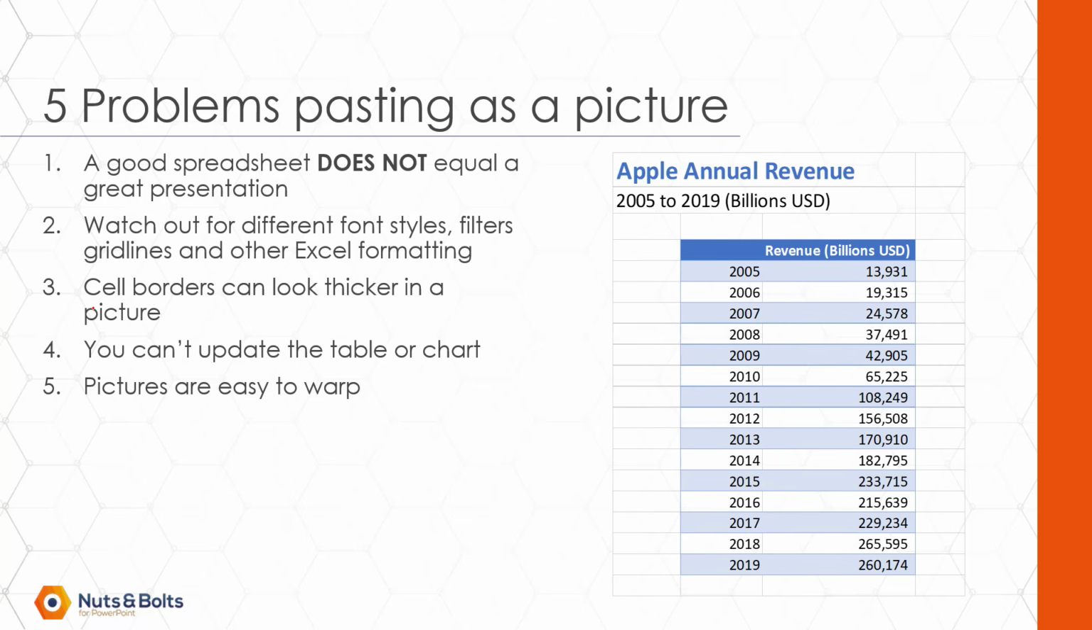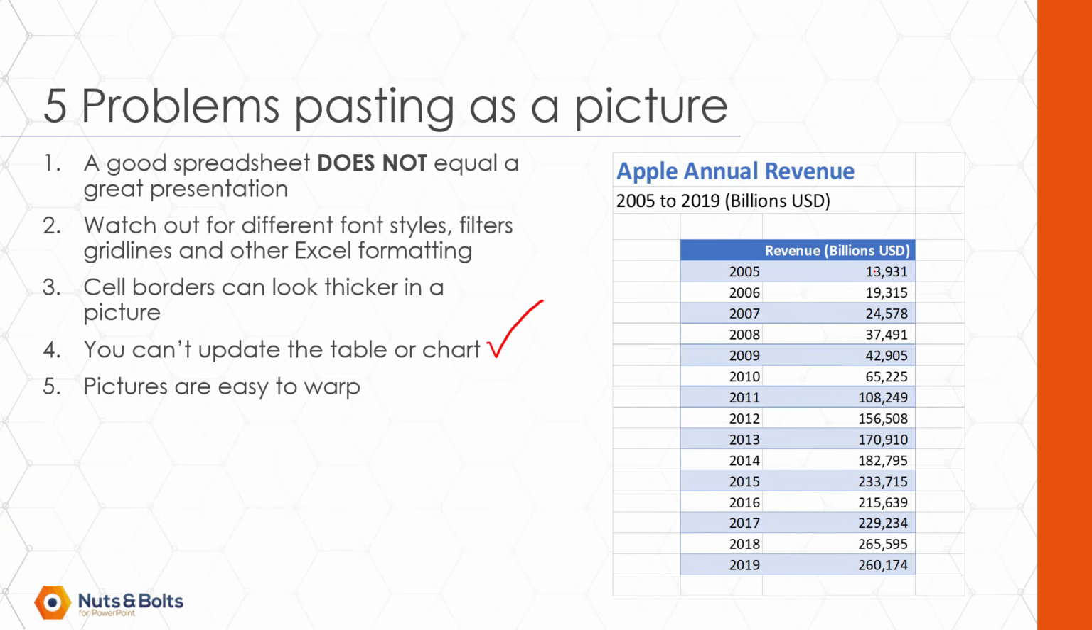You also need to look out for cell borders. If you can tell here on YouTube, these borders are actually thicker than the borders up top. So picture borders in table cells like this appear thicker, which makes your presentations look less professional. Another key point is you cannot update your table or chart as a picture here.